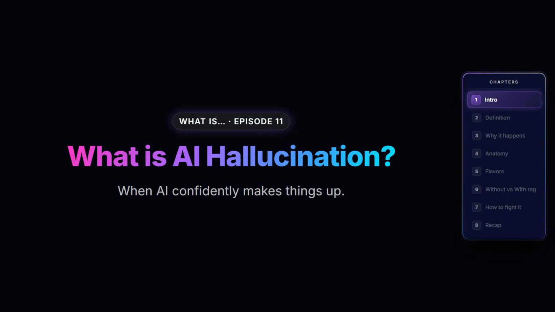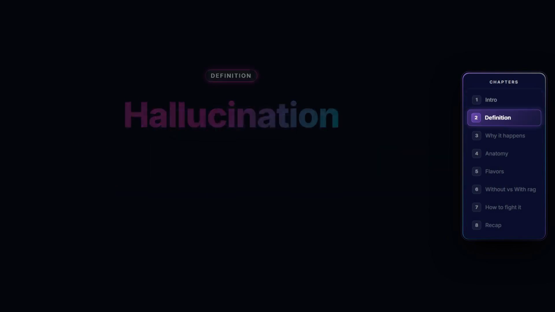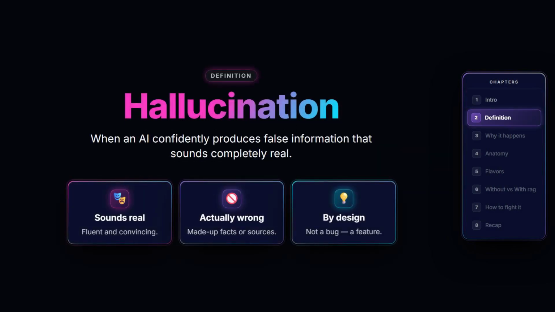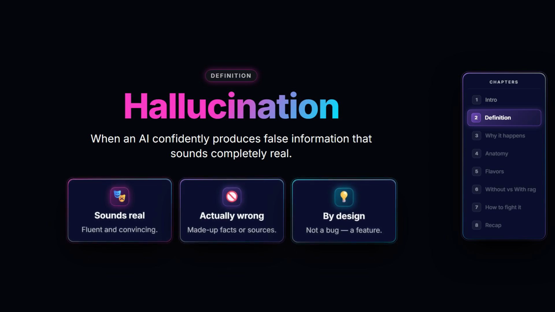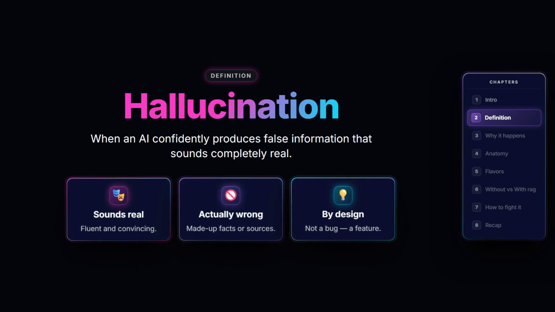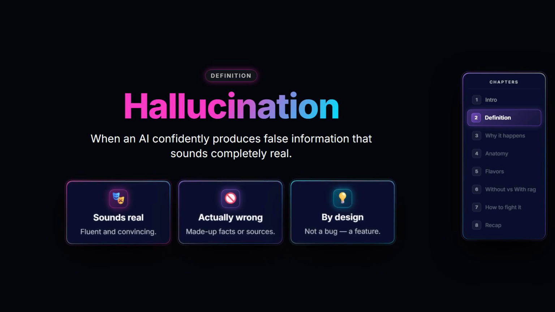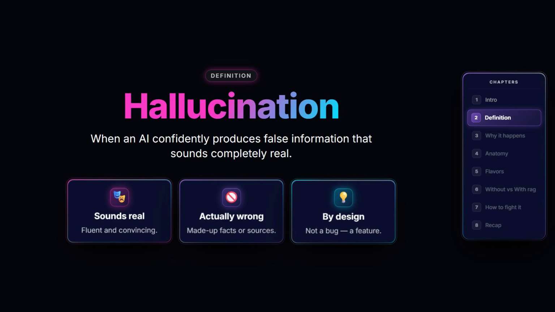What is AI hallucination? When AI confidently makes things up. An AI hallucination is when the model confidently produces false information that sounds completely real. The grammar is perfect, the tone is sure, and the facts are wrong.